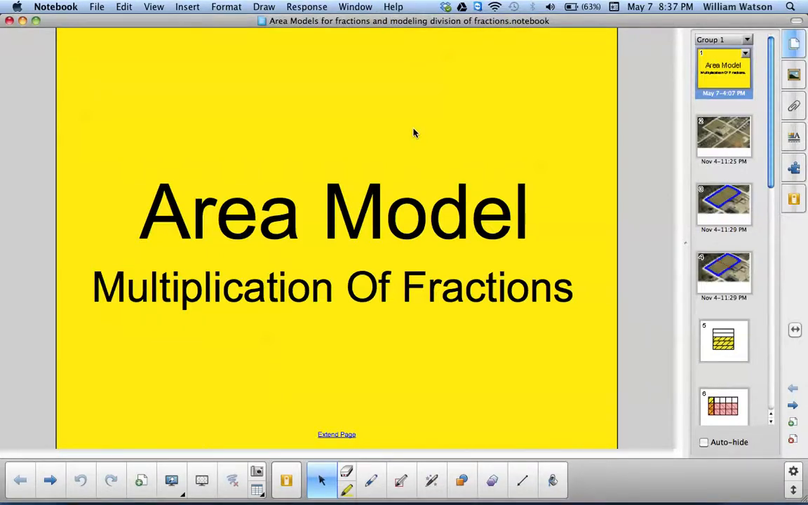This is an explanation of how to use the area model, or how I've been using Smart Notebook software to illustrate the area model for multiplication of fractions in the classroom. All these materials plus extras I'll put on the blog so that you can download.